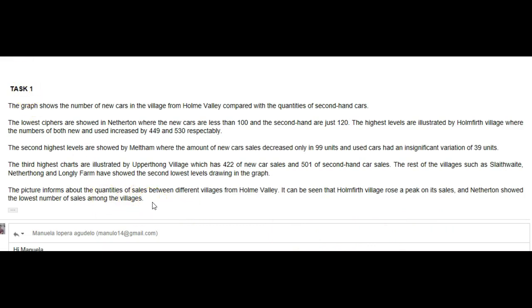It's also probably a good idea if you say something about new cars versus secondhand cars, something like, in other words, that this applies for both. Or you could say that throughout all the villages, secondhand cars outnumbered new cars.